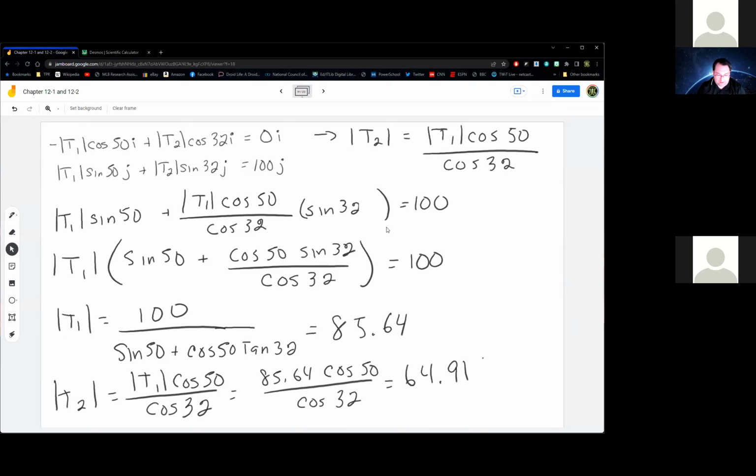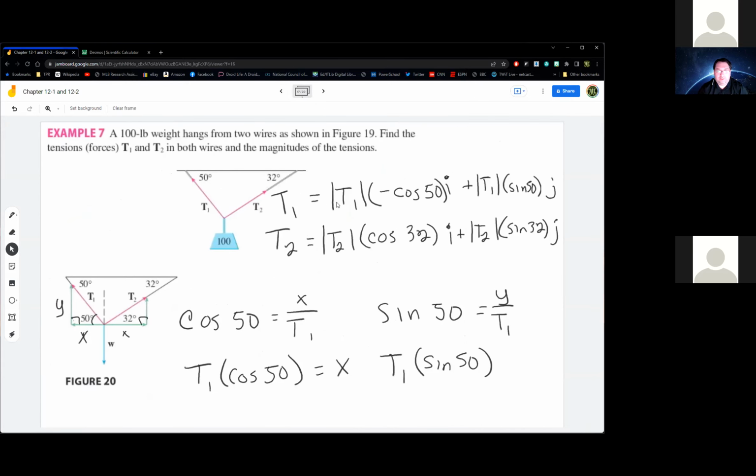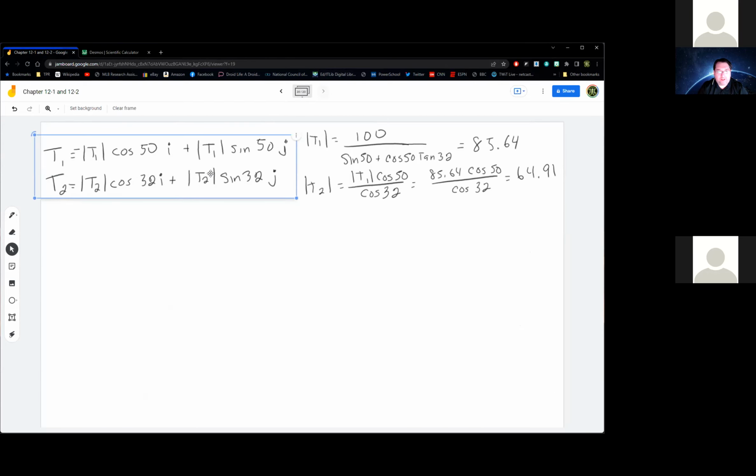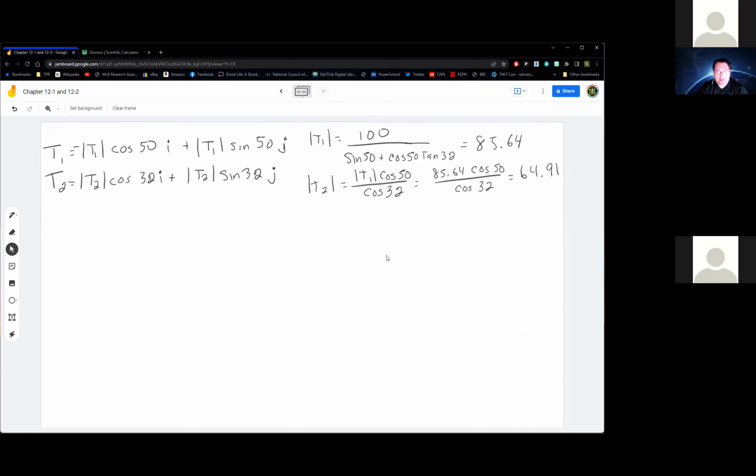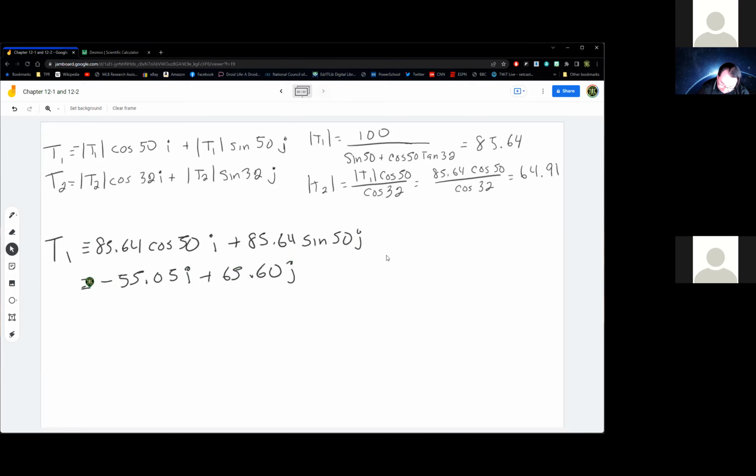All right. So we've got our magnitudes of the T1 and T2. So now once we get the magnitudes of them, we can figure out the tension vectors. Because we had the original equations written out, and now we know the two magnitudes. So T1 is going to equal 85.64 times cosine of 50 i plus 85.64 sine 50 j, which if we do that out comes out to be, oh, sorry, I forgot the negative sign there. Negative 55.05 i plus 65.60 j. So that's T1.